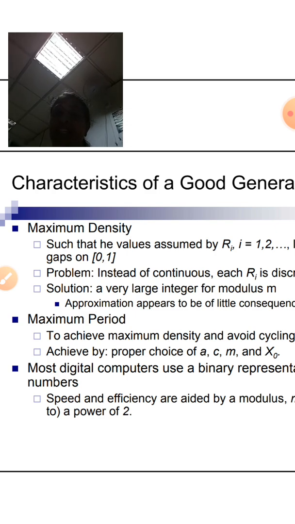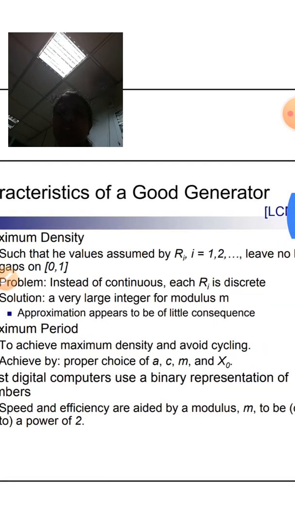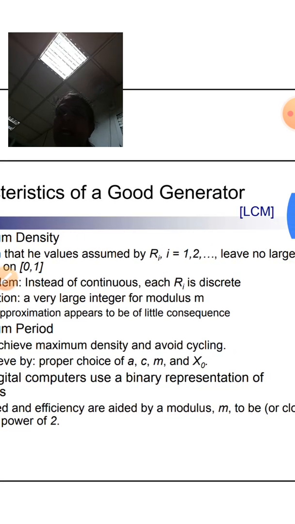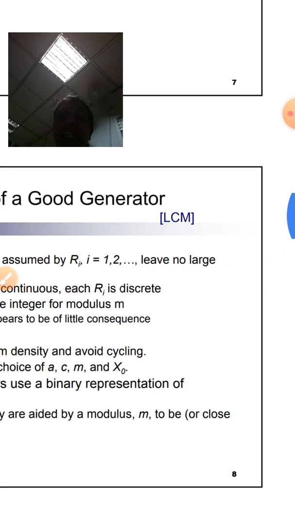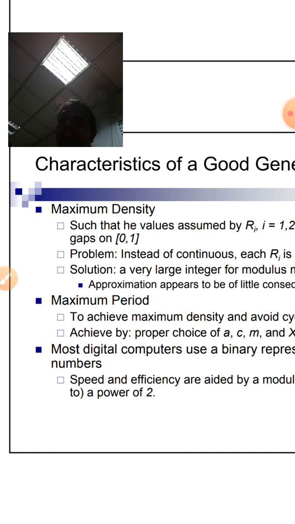The very first thing is that the values assumed by the random numbers, i equal to 1, 2, 3 and so on, leave no larger gaps in between. That is, between 0 and 1, the random numbers lie between 0 and 1, and should not take a larger gap. For example, if random number R1 was 0.1 and R2 is 0.8, a very large gap like this should not be left.